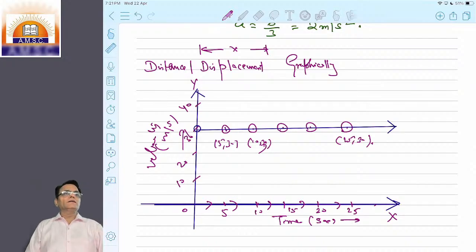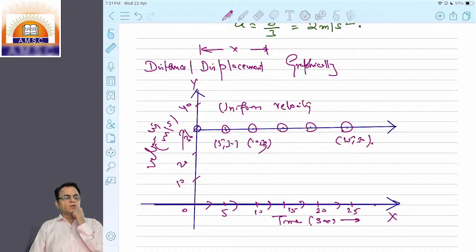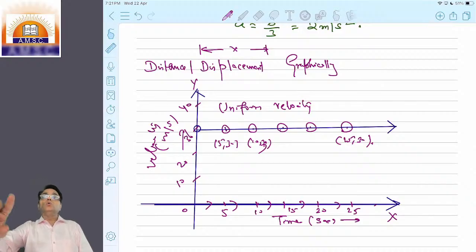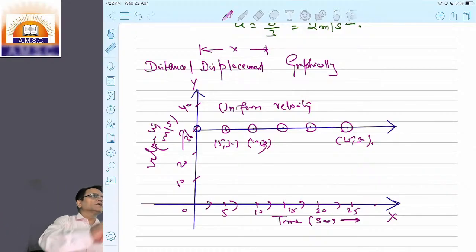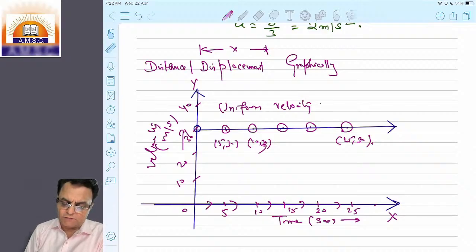The object is moving with uniform velocity. What is uniform velocity? Uniform velocity is the one whose value does not change throughout the motion. Is this much clear? Yes, clear. Great. So this is uniform velocity. The acceleration of that velocity is 0.